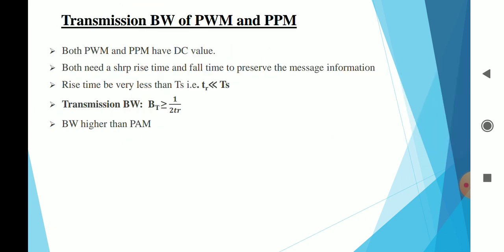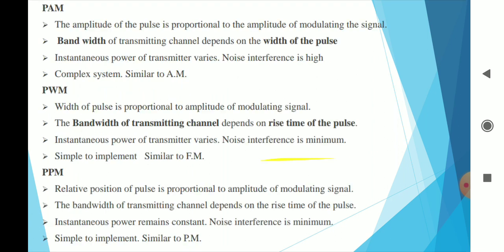If we see the bandwidth considerations, the bandwidth for transmitting a PPM signal should be greater than the transmission time. Both the PWM and PPM have the same amplitude or same DC value. It has to identify the sharp rise time and fall time to preserve the message information. As the message itself is going to be conveyed in a shorter time, we have to maintain this rise time and fall time. Bandwidth required for PAM is higher than PPM. So these are the differences here.